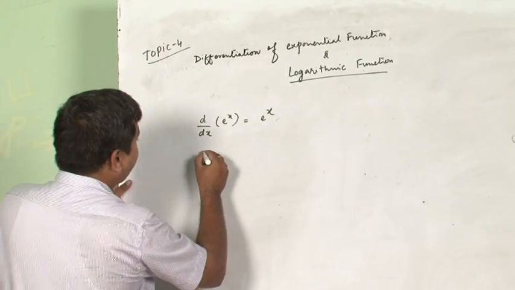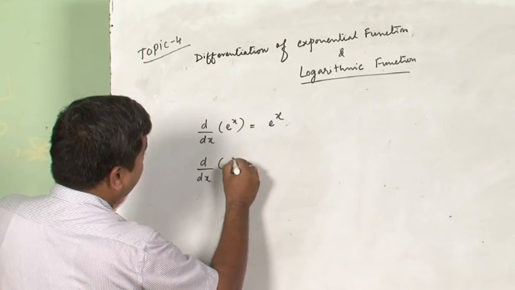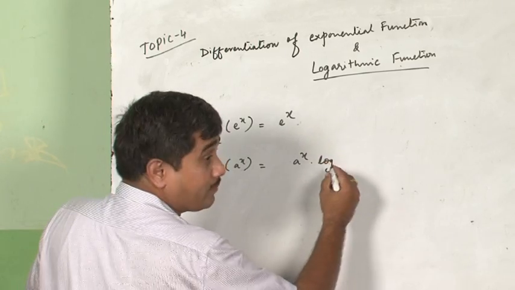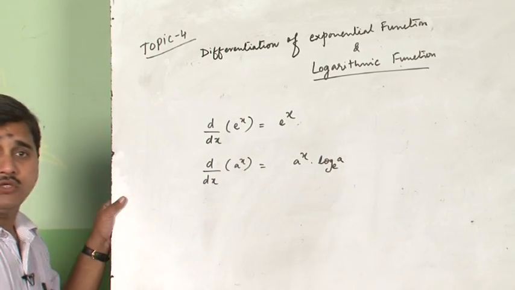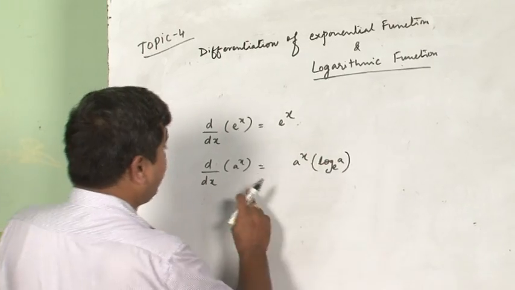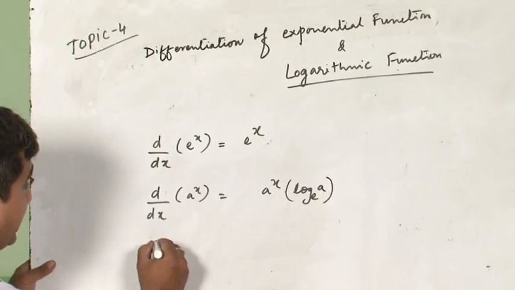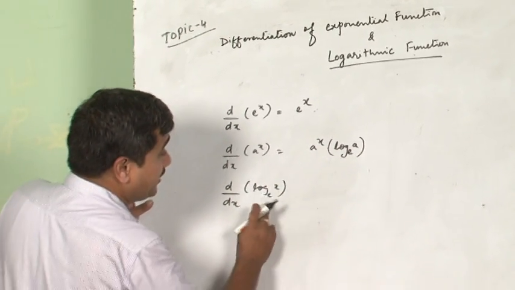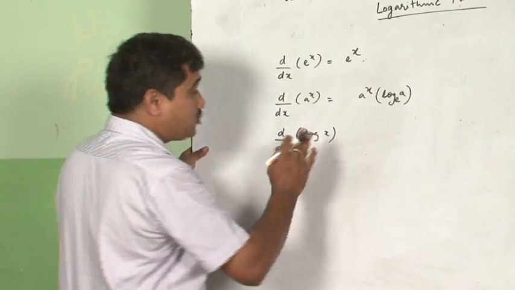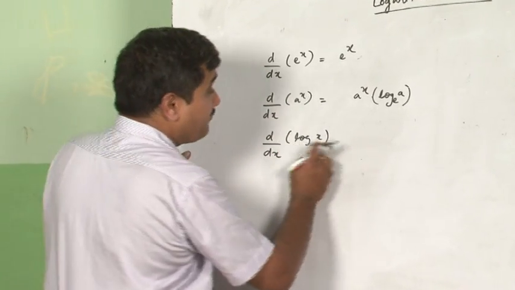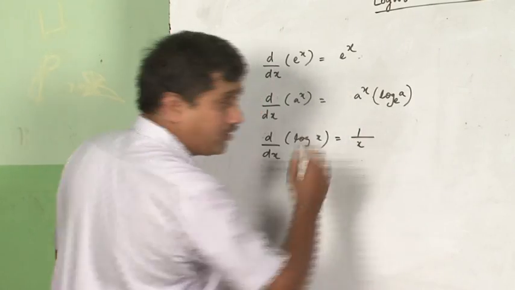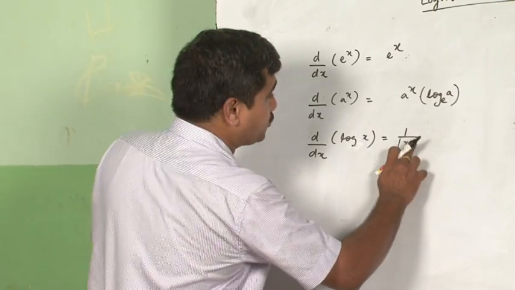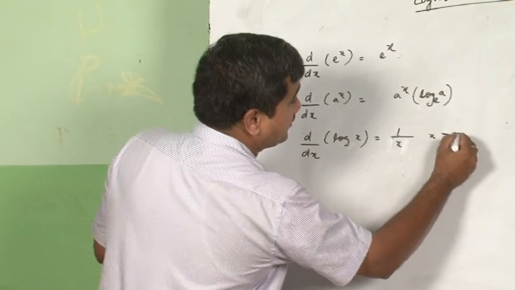Please remember, differentiation of a power x is a power x into log a to the base e. So this is the differentiation of another exponential function a power x. Differentiation of log x to the base e, sometimes if we do not say, you have to assume that it is the natural logarithmic function whose value will be 1 upon x. Please remember, it is a positive x, always positive x. It is true for only x greater than 0.